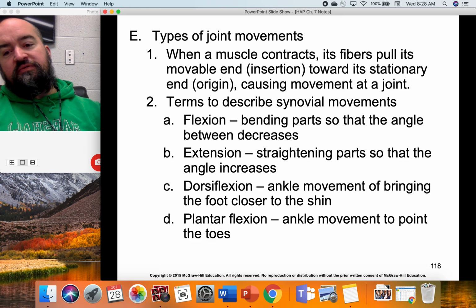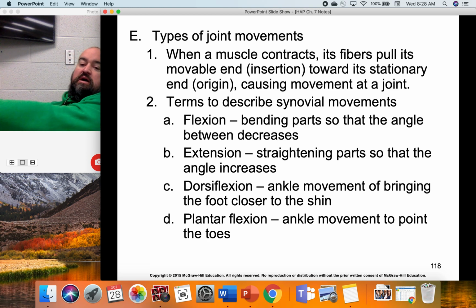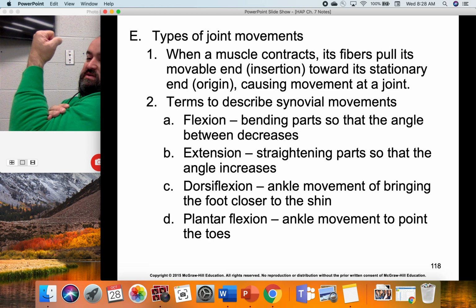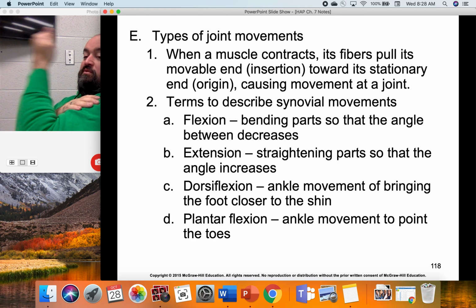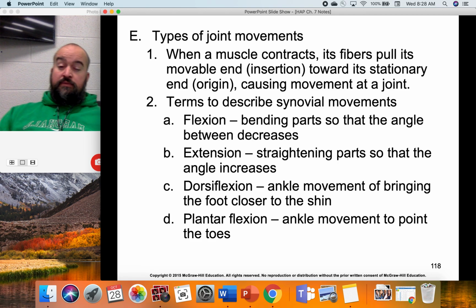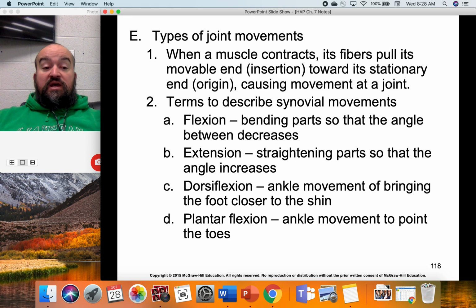So for example, if I contract my biceps muscle, it's connected down here to the radius, but also up here at the top to the humerus, and it decreases this angle. So this is the insertion, this is the origin. It moves it closer to it. Flexion is when the angle decreases, just like I did with my elbow there. Extension is the opposite, the angle increases.